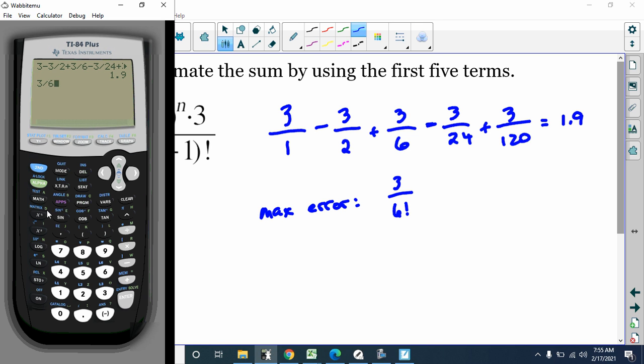To get factorial on your calculator, if you're not sure, go to math, scroll over to probability, PRB, and it's right there, number 4. So my max error is 0.0042.